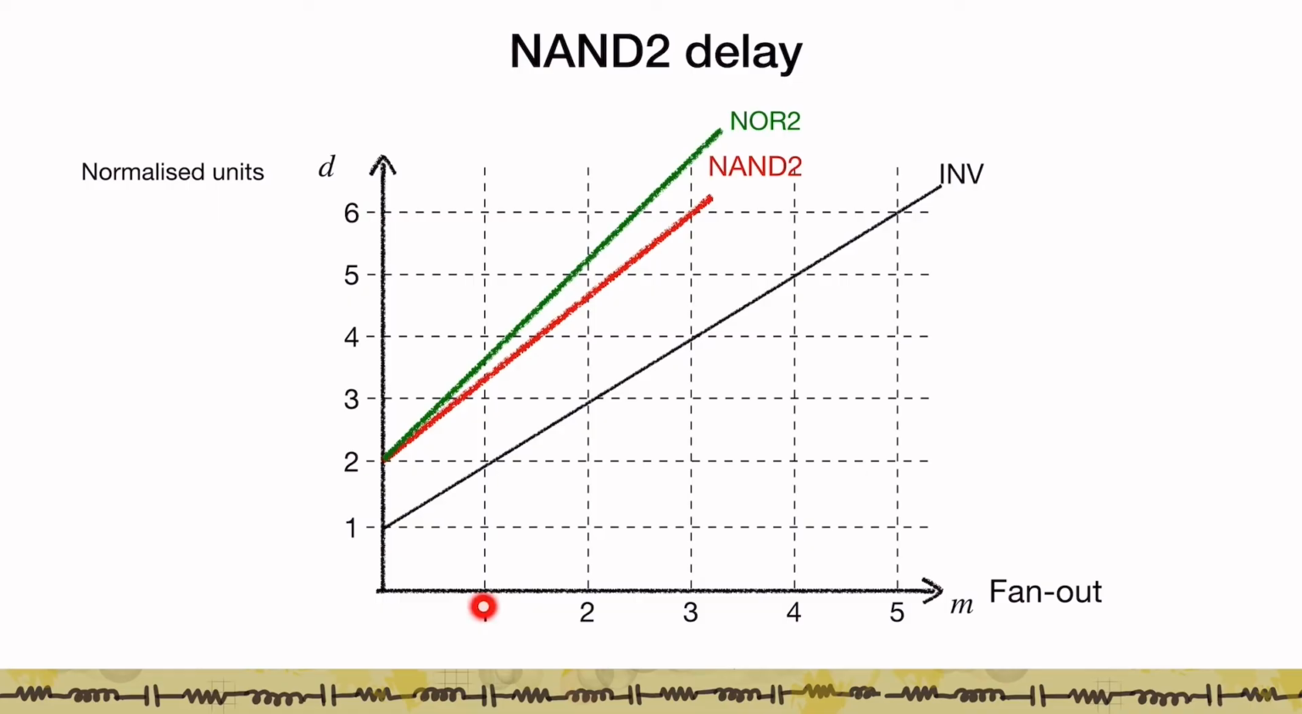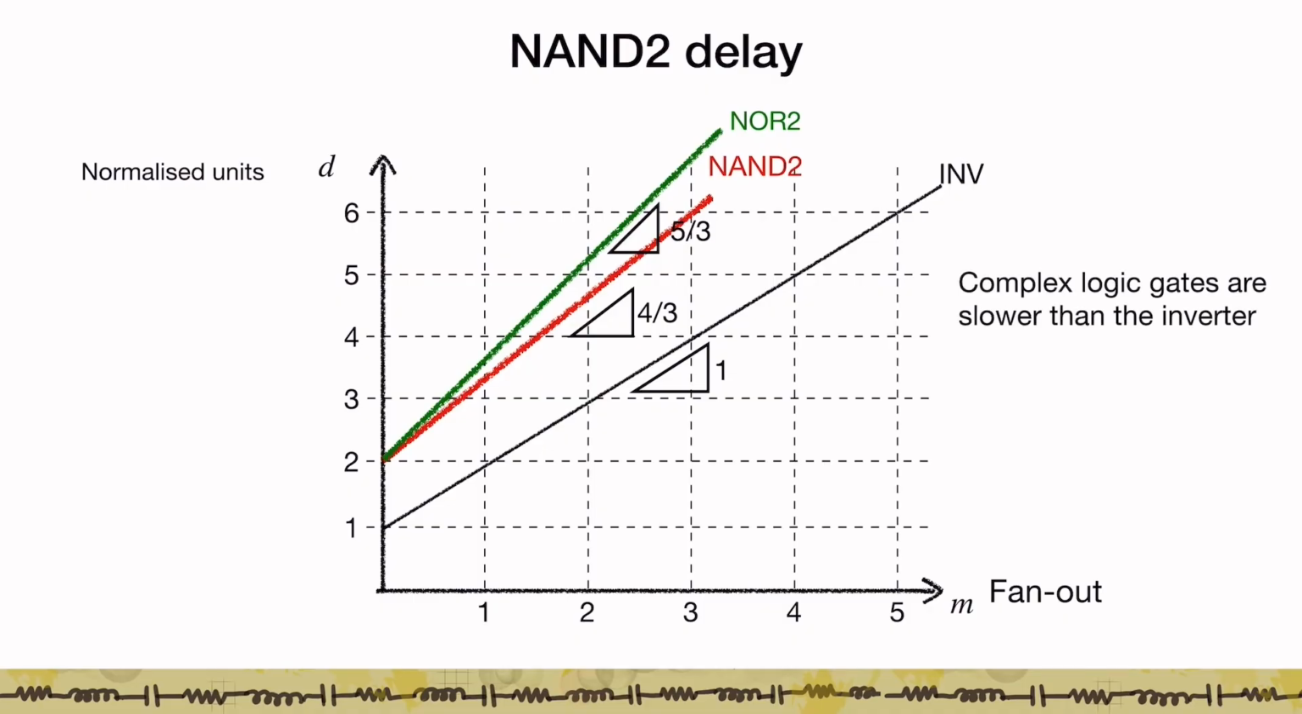That is, for the same fan out, NOR 2 seems to have a higher delay than the NAND 2 gate, and we see that both these gates are slower than the inverter. And that is characterized by the slope of this graph. So you see that the slope of the graph for the inverter, that is the delay versus fan out, is 1. Whereas if you go to the NAND 2 and the NOR 2 gate, you see that the slope increases. And this slope is nothing but the logical effort of the gate. So what we see is that complex logic gates are slower than the inverter.